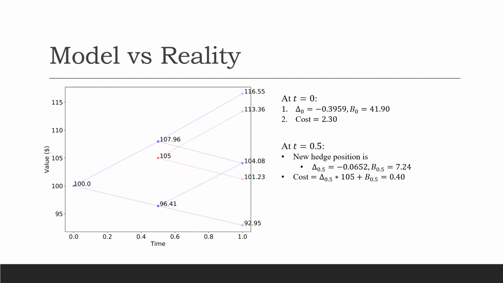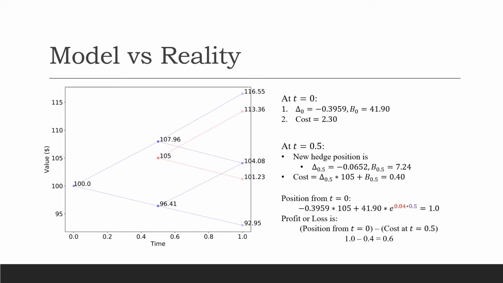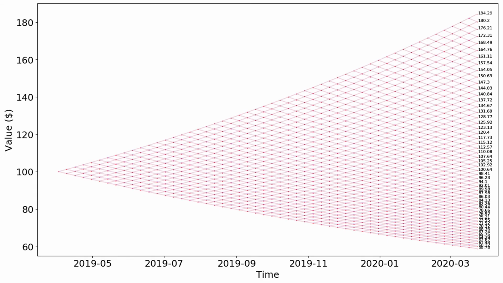If the hedge cost is less than the value of the current position, then we can afford the hedge. If not, then we will suffer a loss for taking the new hedge position. Our previous hedge position from t equals 0 gives us a payoff of $1. The new hedge cost is 40 cents, so this nets us a profit of 60 cents. We are now ready to backtest.